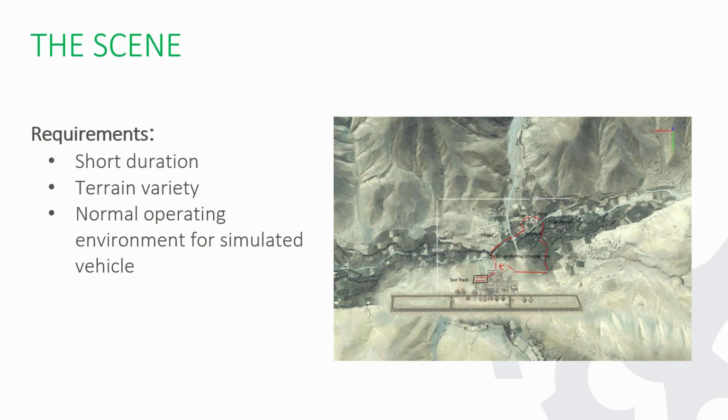The second requirement is terrain variety. So we really want to show that Vortex is able to handle a number of different terrains such as asphalt, rough ground, even water fording. So we prepared a terrain that's not a real-world location, that's adapted from a real-world location, but also has a number of elements to allow us to compress the experience in a short amount of time.